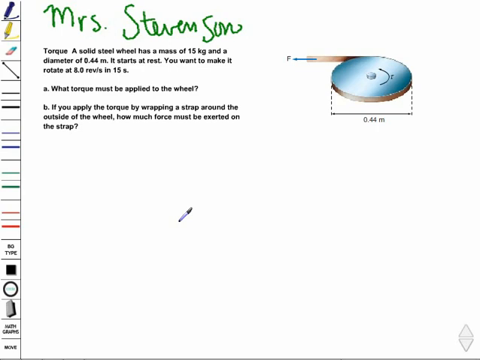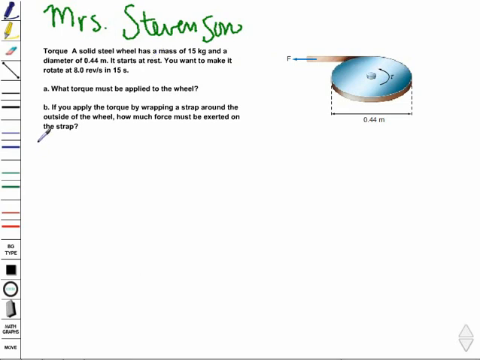This problem deals with torque, which is when a force is applied over a certain distance, and torques cause rotation. A good example of torque would be every time you open a door. You apply a force on the door handle, which causes the door to rotate or open. So in order to get the wheel to spin at 8 revolutions in 15 seconds, counterclockwise, the torque must be applied counterclockwise, and the force must be applied to the left.